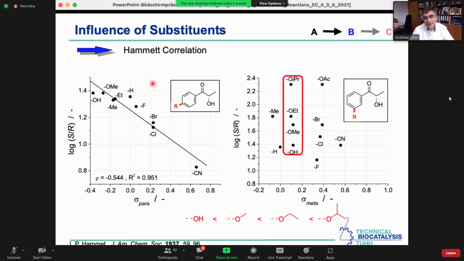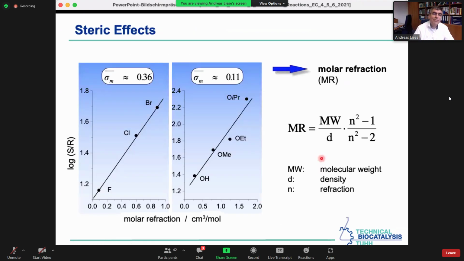And like this we described in para with the Hammett correlation, in the meta position, we can describe this also with a term, and this term is the molar refractivity or molar refraction. One can calculate this for any residue by taking the molecular weight divided by the density times the refraction, so refraction of light, with this term.